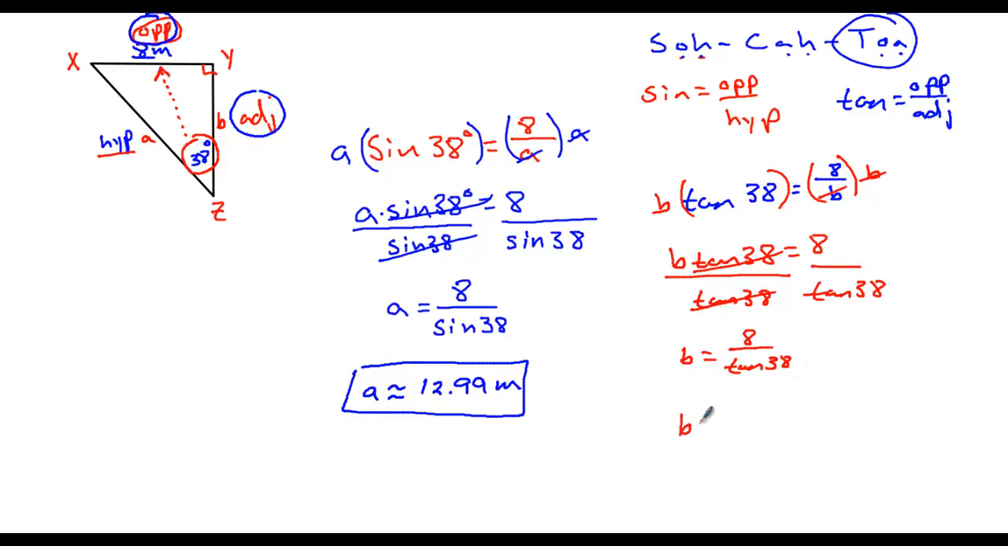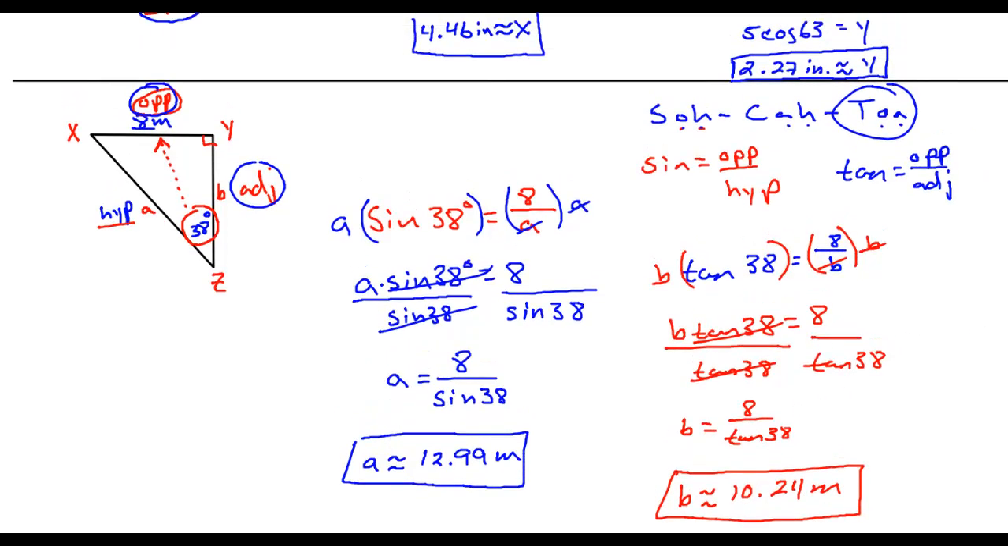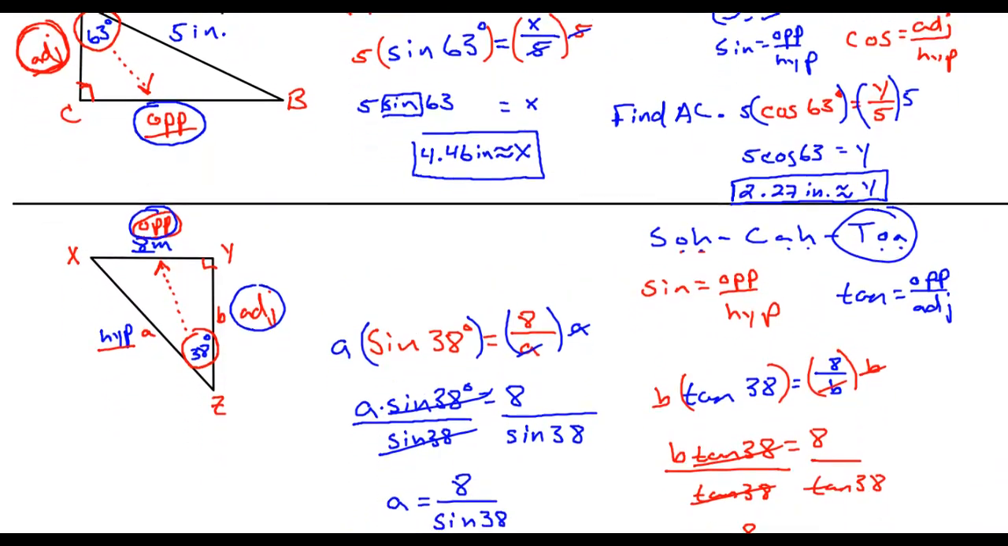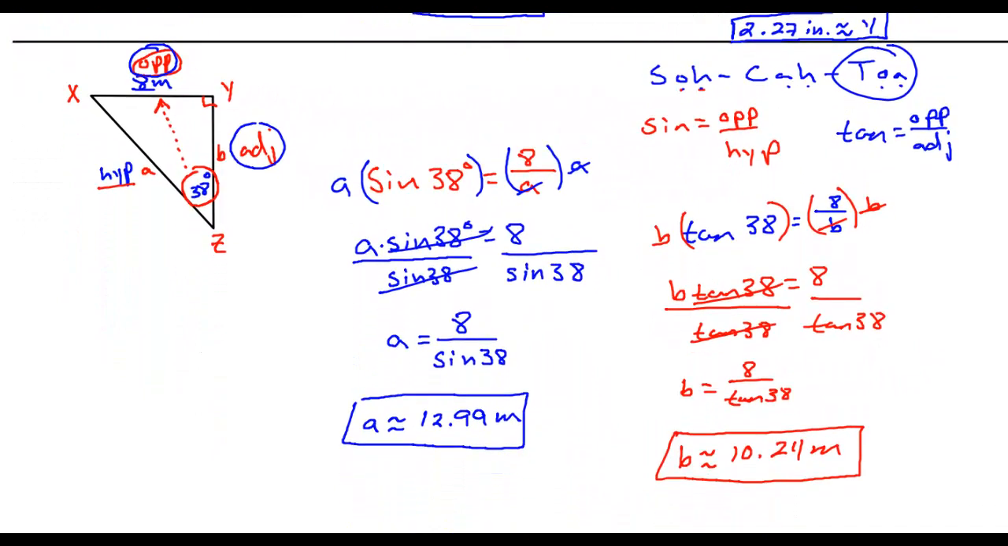Well, I want to approximate that. So B is approximately equal to 10.24 meters. And that is how you use trig ratios to find missing sides of triangles. So we're going to practice this a lot. If you have any questions, bring them tomorrow.